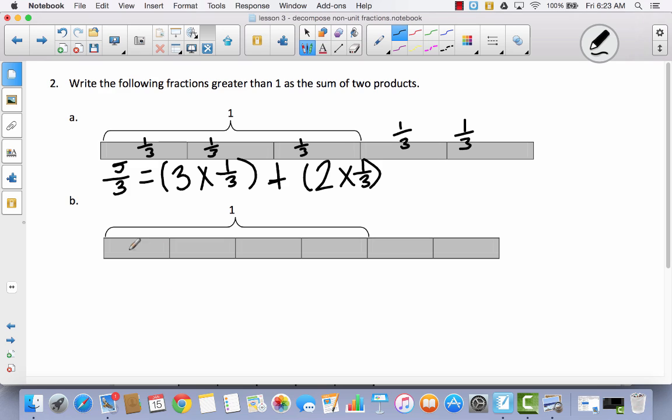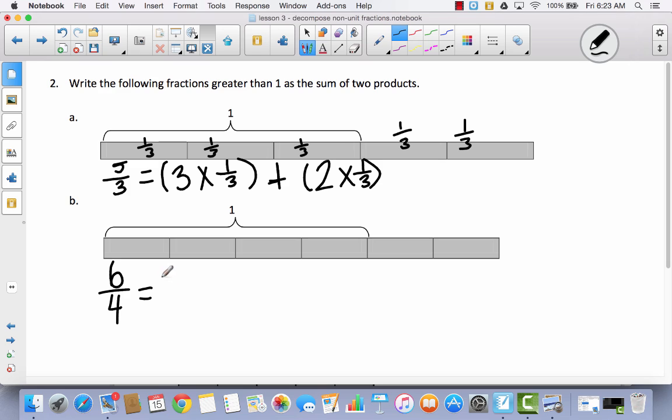This is new. So again, here's my whole. It's divided into 1, 2, 3, 4 parts. So I know that these are fourths. I have 1, 2, 3, 4, 5, 6 of them. So this is 6 fourths.